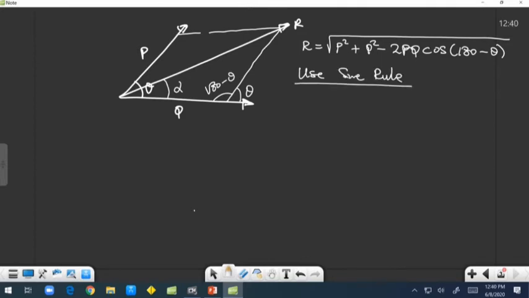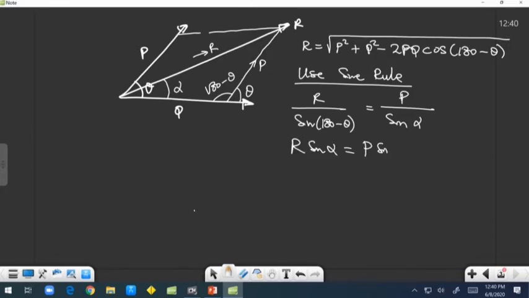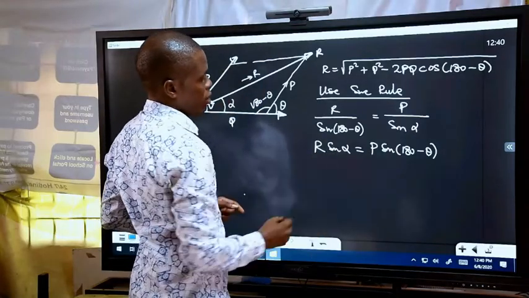If you apply the sine rule, here is P and here is Q, here is still our R. Therefore, R divided by sine(180 minus theta) is equal to P divided by sine alpha. So cross multiply: R sine alpha equals P sine(180 minus theta). Now make sine alpha the subject.